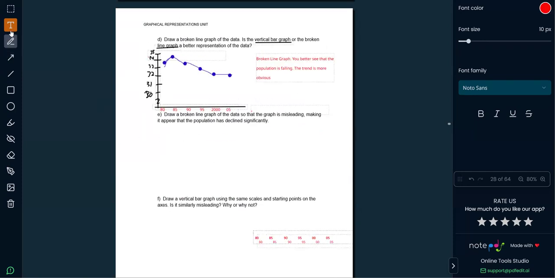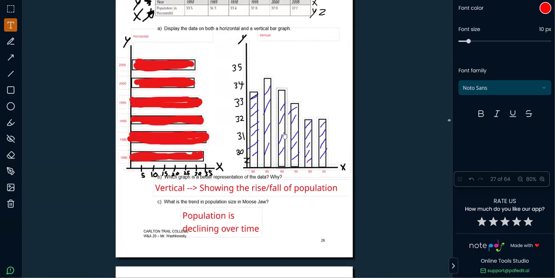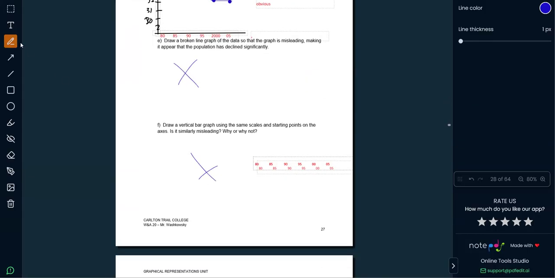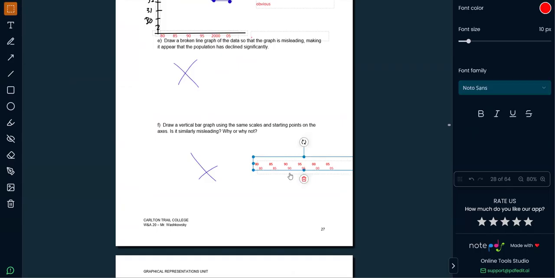Now we already did question E. So the graph, so again, broken line graph the data, so the graph is slightly misleading. This looks a lot more dramatic, our vertical one here, than our horizontal, right? Because we zoomed in a bit. I just wanted to save some time. So we've done this already. Don't have to worry about it. Oh, that's where these went.